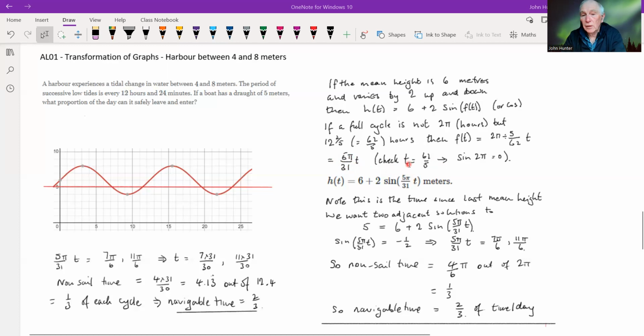So if we look at it, obviously if t equals 0 in this function, here's the full function with the 5 pi over 31 t in it. If t equals 0, i.e. the start of our day, if you like, then sine of this is going to be 0. So the height will be 6 meters. That's what we've got on the graph there. Start of time, as it were. We're at 6 meters.